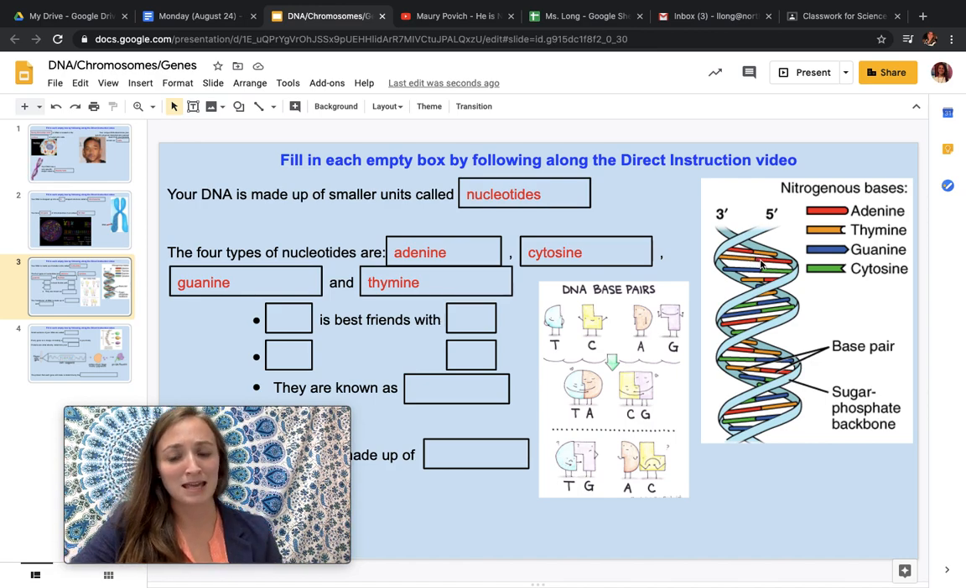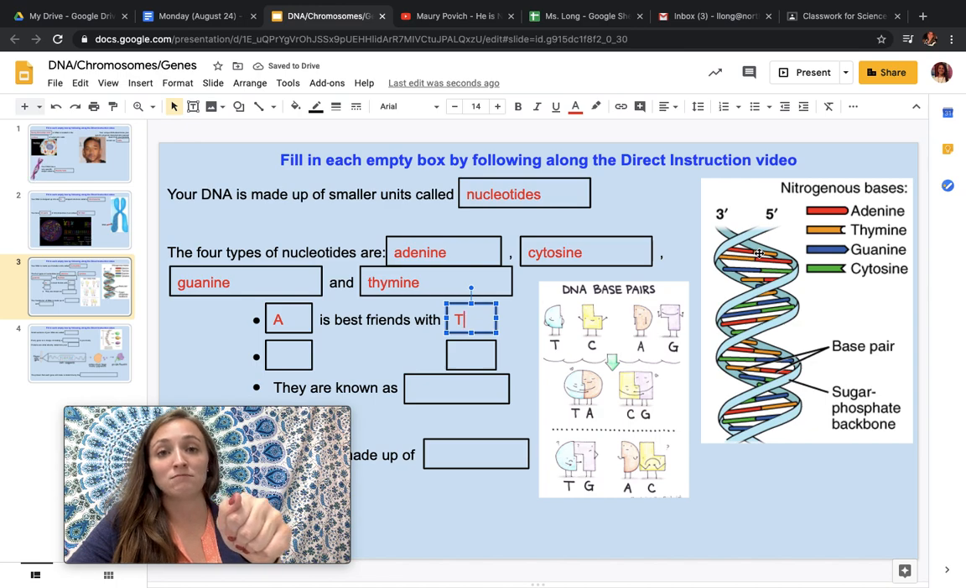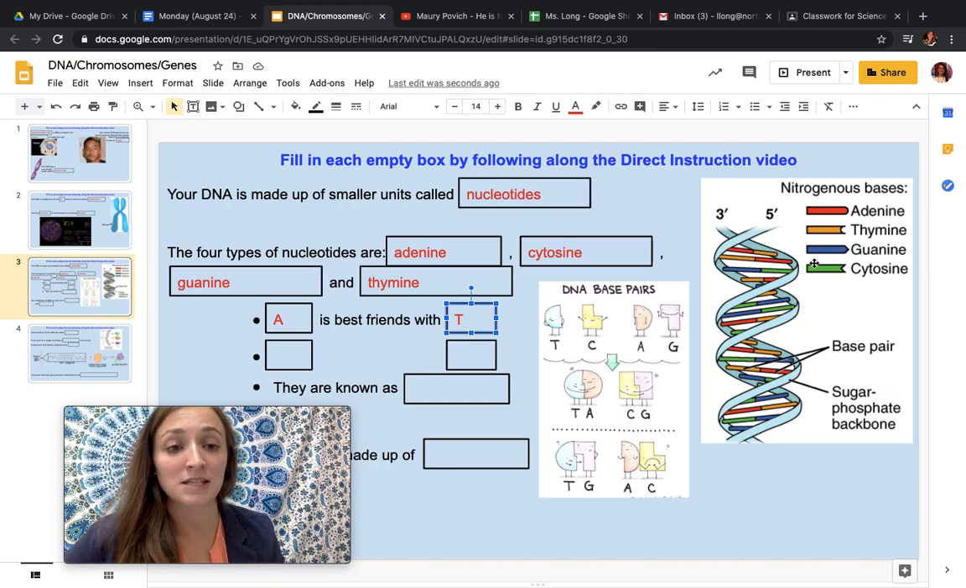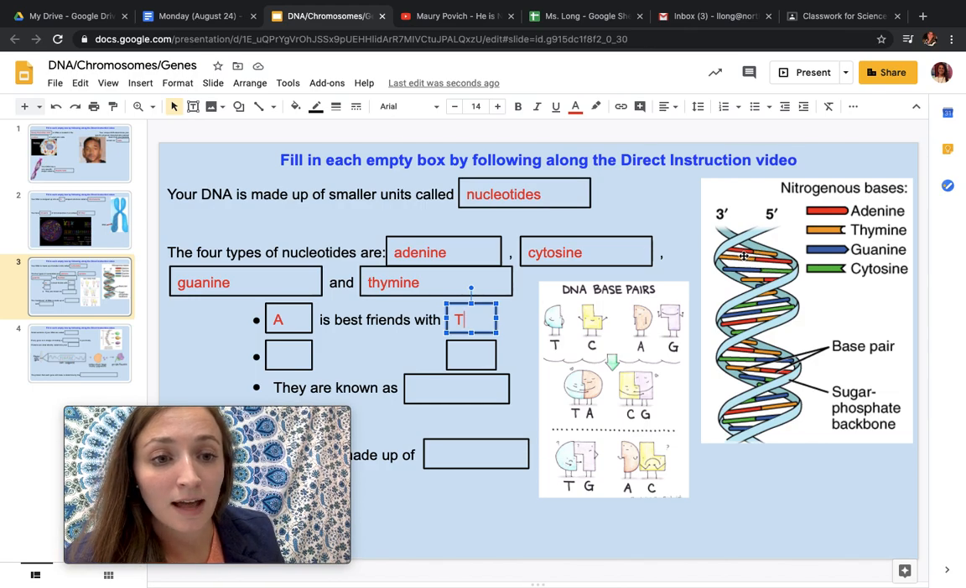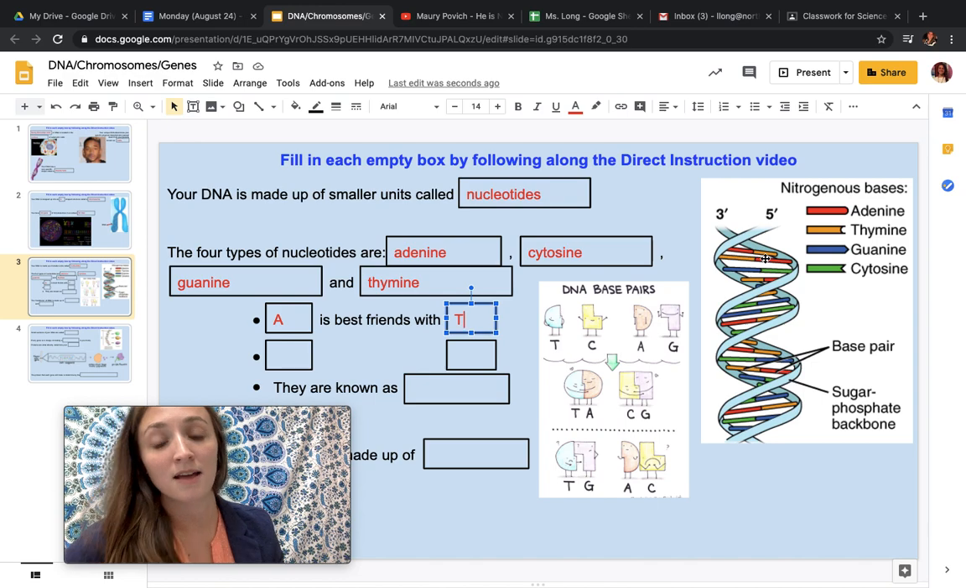They're kind of picky. So A, or adenine, is best friends with T. A, or adenine, will only latch on to thymine, or T. It doesn't want to mess with anybody else. It won't even mess with another A. It will only match with a T. So if you look at this picture again, adenine is in red. Notice that it's connected to a thymine, or a T, in yellow. It's not connected to a G. It's not connected to a C. It's not connected to another A. A and T.